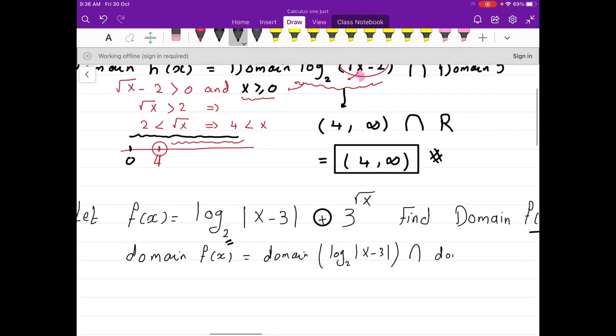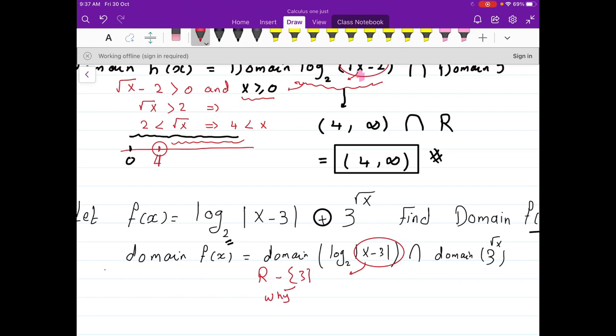intersection the domain of 3 to the power square root of x. Now, how to find the domain of log base 2 of the absolute value of x minus 3? To find the domain, the inside of the log must be positive. The inside of the log is always positive since you have an absolute value. So the domain is R except 3. Why except 3? Since if you have 3, you get log 0, and log 0 is undefined. So the domain for this function is R except 3.